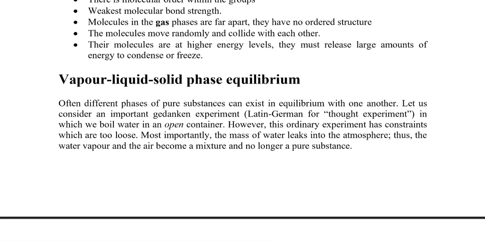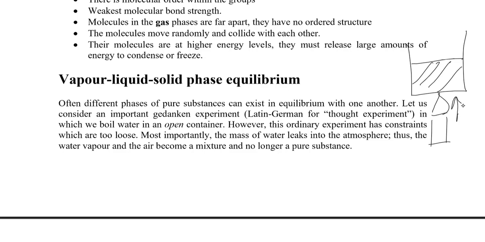Let's have an experiment of solid-liquid phase equilibrium. Often different phases of a pure substance can exist in equilibrium with one another. Let's have a thought experiment in which we start boiling water in an open container. Let me put some water inside the container and heat it up, so I supply some Q to it. There is a heat supply to it.